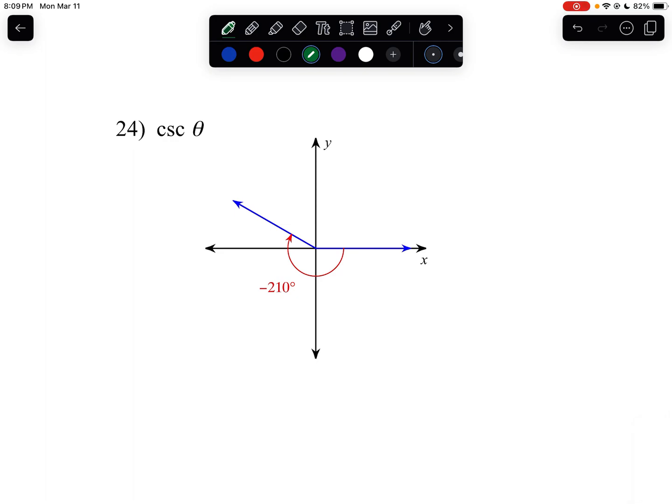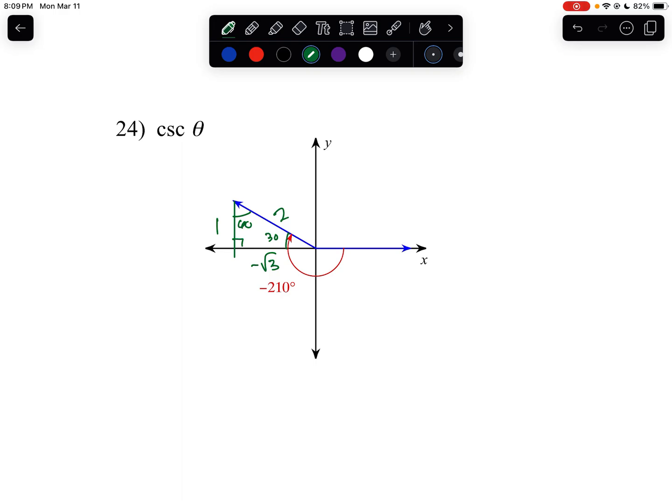Alright, cosecant. Right here, I know that this is 180, so 180 to 210 is 30 degrees. That's what the difference is. So therefore, we have another 30, 60, 90. So this is 30, this is 60, this is 90. The hypotenuse is 2. The shortest side is going to be 1. This one's going to be negative root 3.